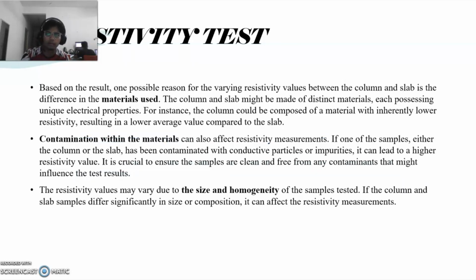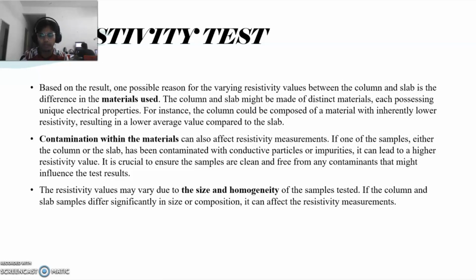After we got all the results and data, I can conclude and list 3 reasons why the values differ. Based on the result, first, one possible reason for the varying sensitivity value between the column and slab is the difference in the material used. The column and slab might be made of distinct materials, each possessing unique electrical properties.